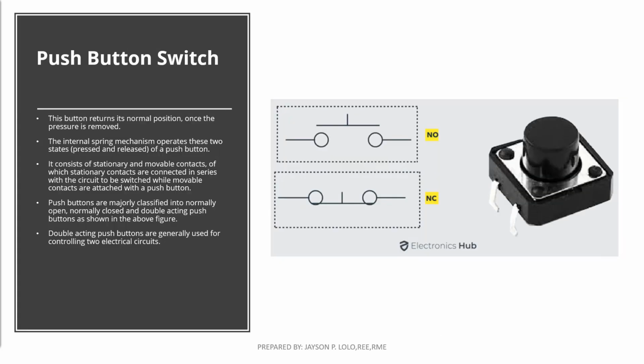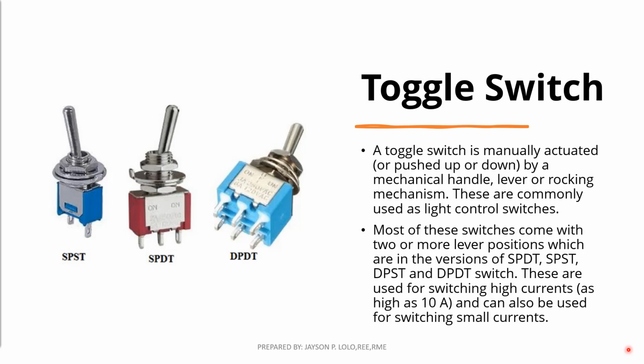The common one is the push button switch. This button returns to its normal position once the pressure is removed. That is why in electrical engineering we use normally open and normally closed. Apply pressure, it will remain normally closed. Apply pressure again, it will go normally open. Then the toggle switch, which is in electronics applications.